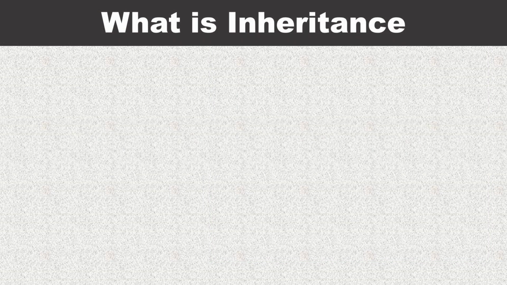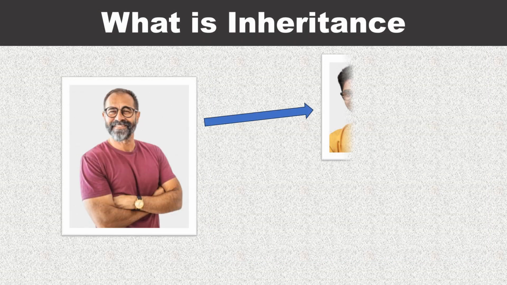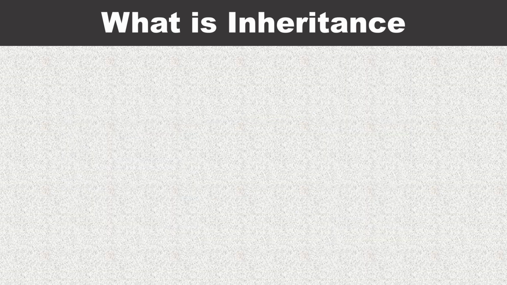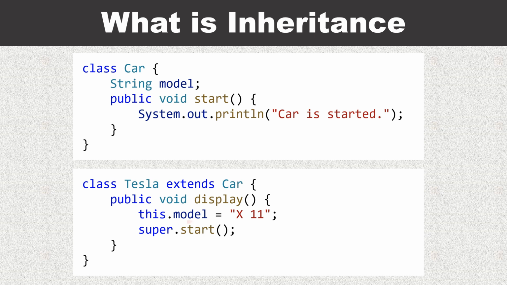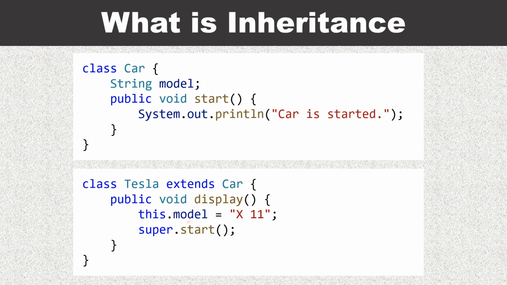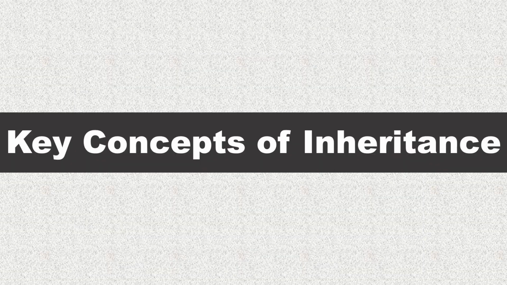Inheritance is a fundamental concept in object-oriented programming that allows one class to inherit the properties and methods of another class. In simple words, inheritance is a concept in programming where one class, that is the child class, can use the properties and methods of another class, that is the parent class.